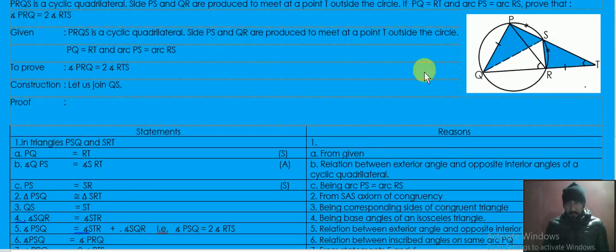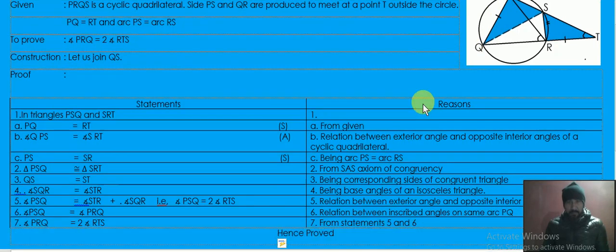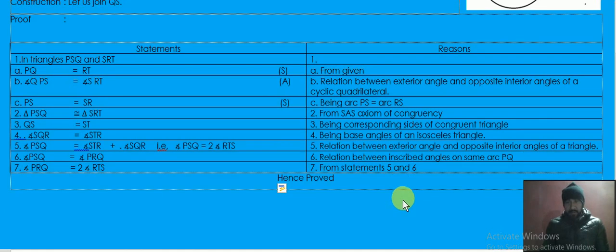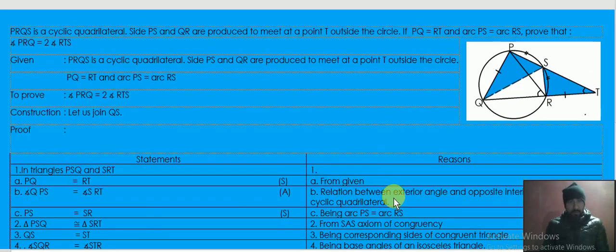And lastly, angle PSQ and angle PRQ are equal because they are inscribed angles on the same arc PQ. So from statements 5 and 6, we can replace PSQ by PRQ. So we can say angle PRQ is equal to twice angle RTS. So this is all about question number 24 that was asked.